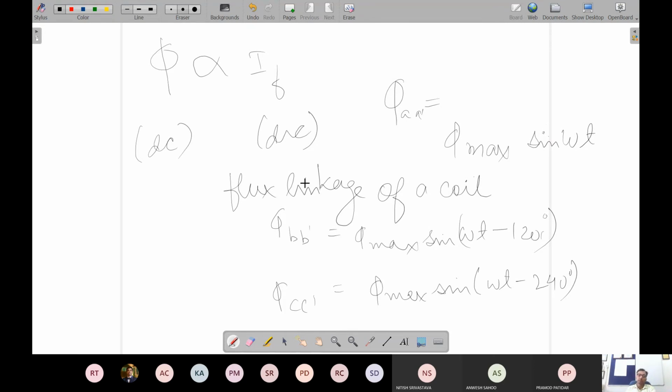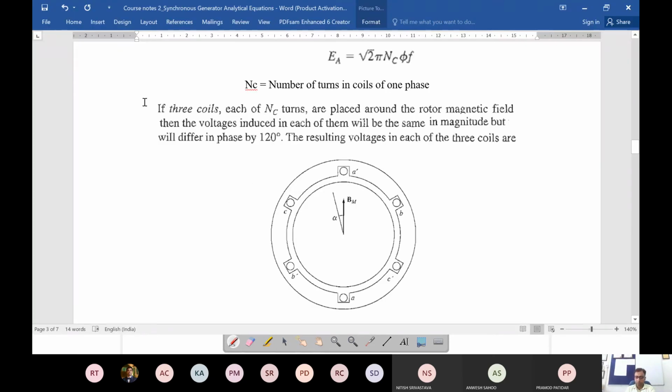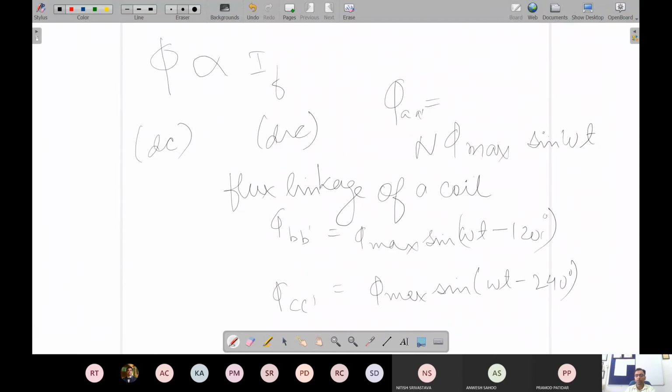One more thing is still missing. When we say the word flux linkage, for each coil turn, this is the flux linking. For the total coil, as we said, the coil has a total of NC turns. So the total flux linkage will be NC into this. This NC gets multiplied at each of these three places. So that is the total flux linkage with each coil.